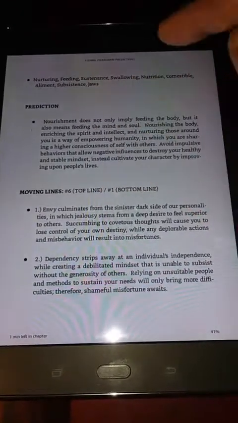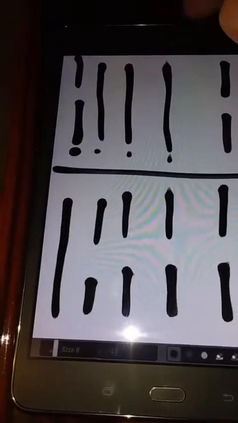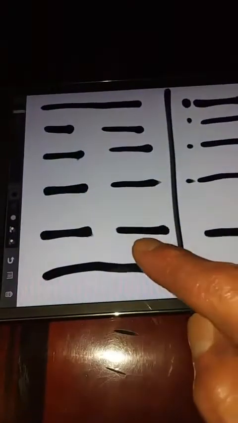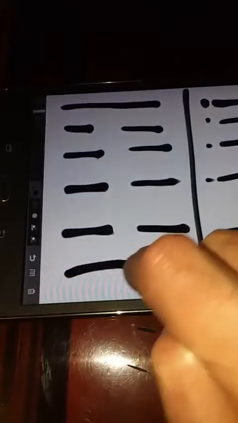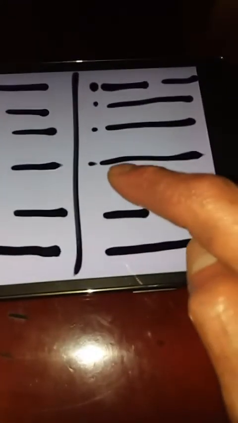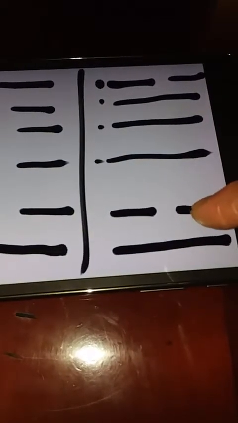But we need a moving line to better explain that. So we go back into here, and what we see is, okay, nourishment, this means nourishment. Hexagram number 27, that's what it was. Okay, but we have 4 moving lines.